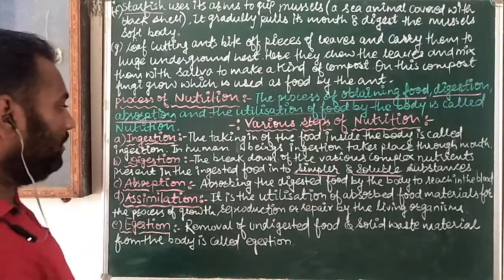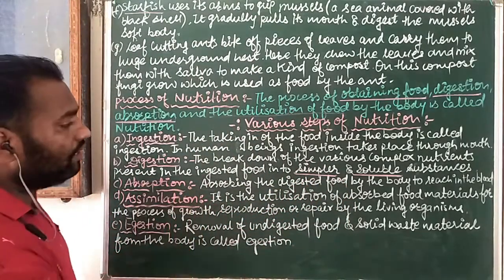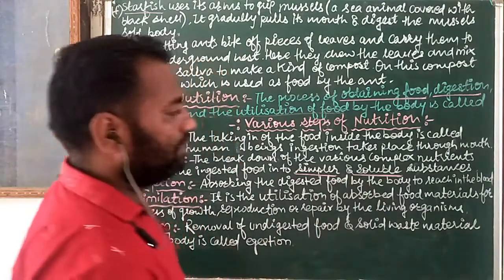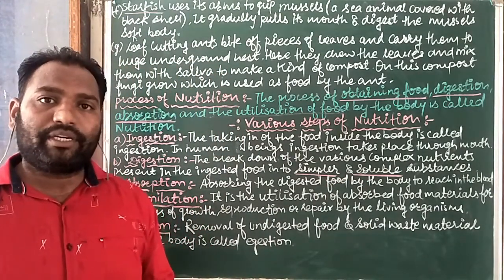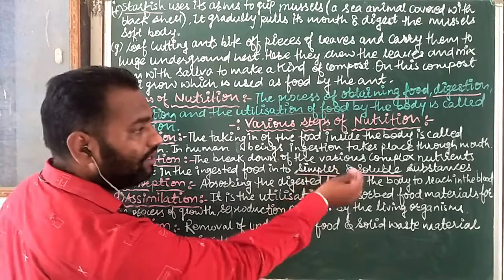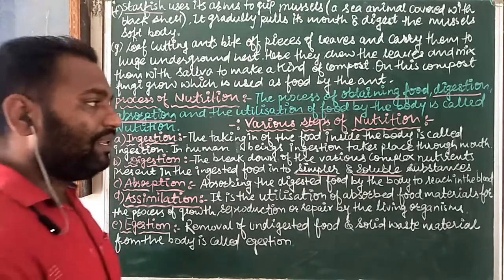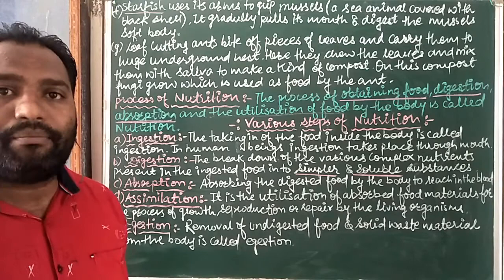So digestion means the breakdown of the various complex nutrients present in the ingested food into simpler and soluble substances. Once the complex food is there, it should be converted, so it should be converted into simpler and soluble substances. Without these simpler and soluble substances, food cannot be digested or absorbed by the body.